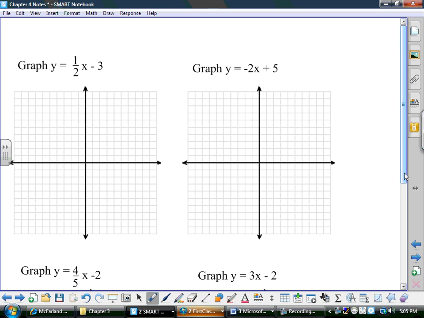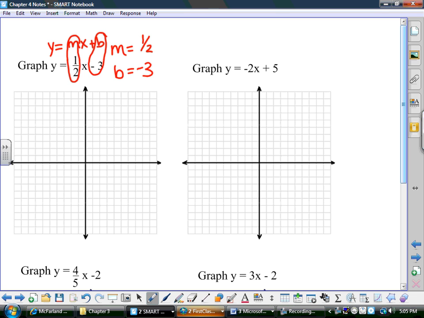When we're graphing these, we want to start with figuring out what is the slope and what is the y-intercept. If the line is written in y equals mx plus b form, the m is always going to be the number that's being multiplied by the x, and the b is always going to be the number that's all by itself. In this case, -3.